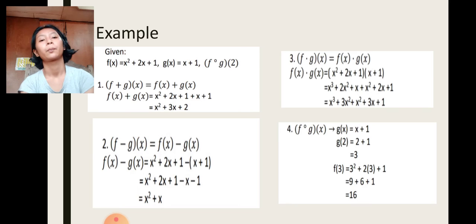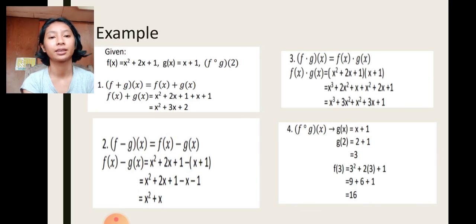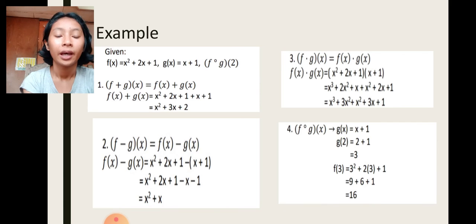In subtraction, f minus g of x is f of x minus g of x. So, the same given: x squared plus 2x plus 1 minus the quantity x plus 1. Then we factor the x squared plus 2x plus 1, so it will be x plus 1 squared. Our answer is x squared plus x.